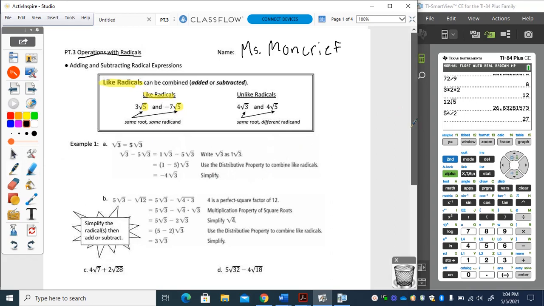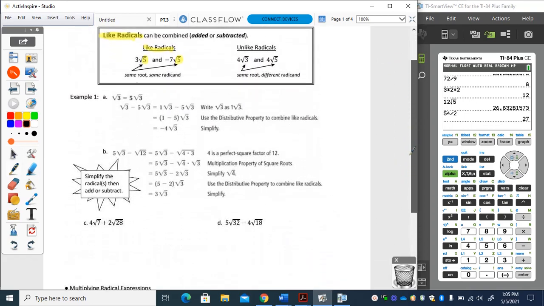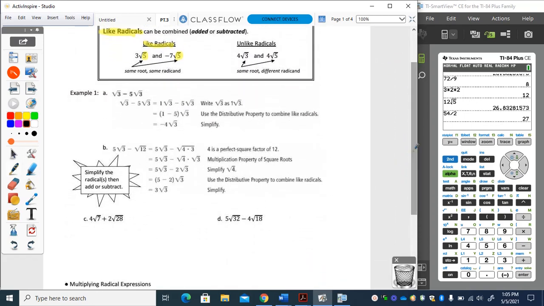So now let's get into it. Let's look at some adding and subtracting. All right, let's get going. So the first one, we have the square root of 3 minus 5 times the square root of 3. First of all, do they have the same number in the radical? Yeah, they do. They both have the square root of 3, so we're cool there.